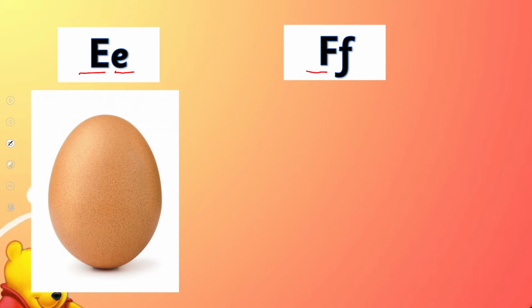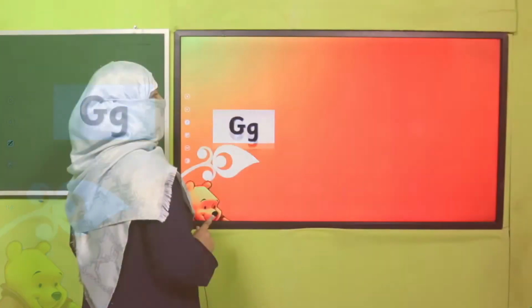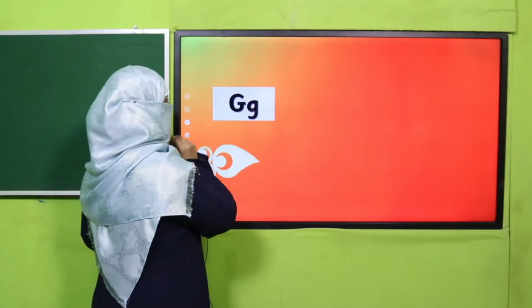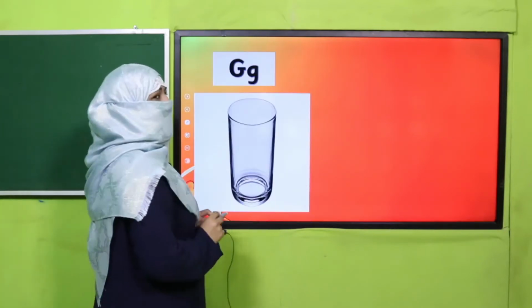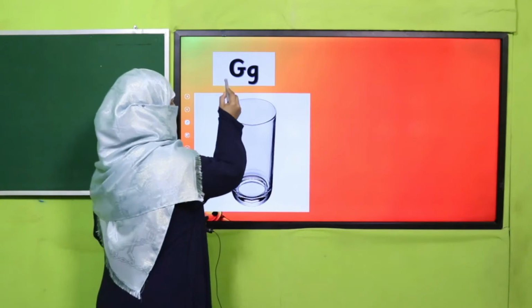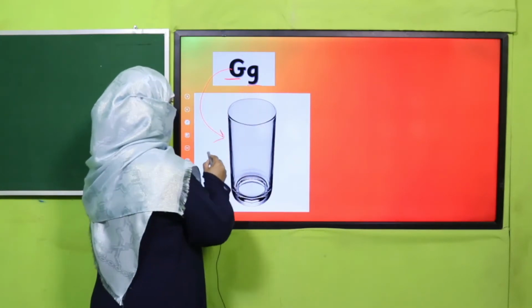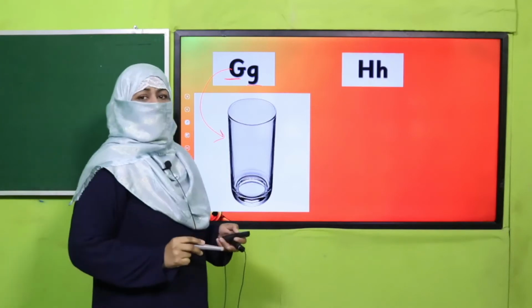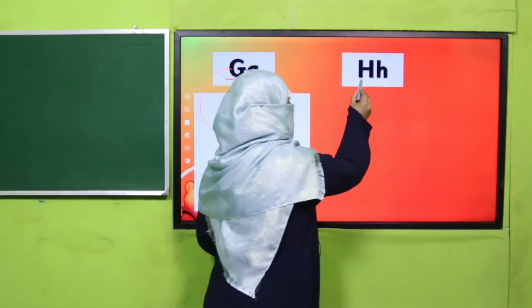Capital F, small f. F, F, F, fish. G, capital G, small g, and G, glass. H, H. Okay, now pause here.